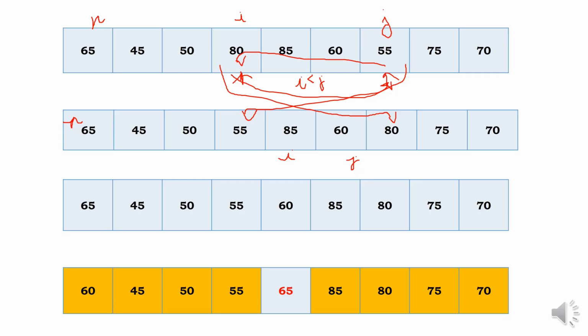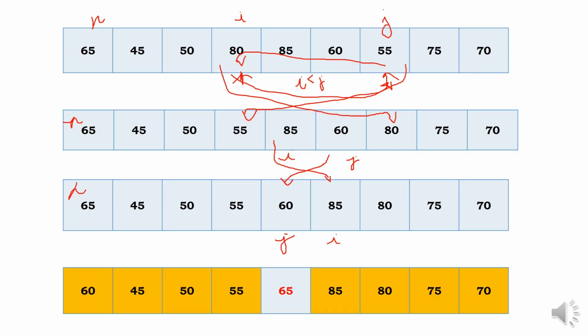So I is pointing to the element 85, which is larger than 65. So we will stop the scan here. J is pointing to an element 60, which is lesser than 65. So once again we have encountered the same condition. We stop scanning here. When we scan, we observe that I is lesser than j. So once again a swap needs to be done. So 85 goes to the place of 60 and 60 goes into the place of 85. Once this is done, I is incremented and j is decremented.